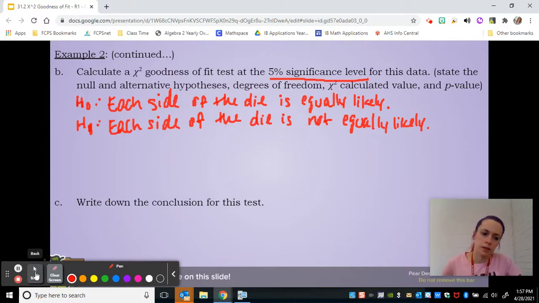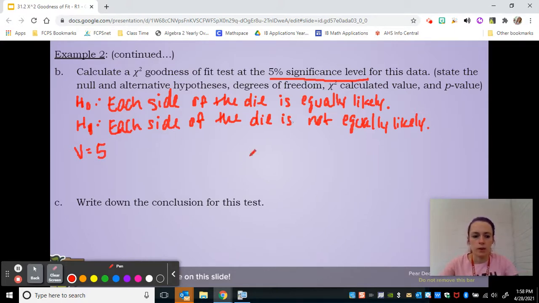My degrees of freedom, and I can go back if I need to, or you can. I know I have 6 sides of the die, so my degrees of freedom would be 6 minus 1, which would be 5. So V or DF, you can write out 6 minus 1, or since it's just simple subtraction, you can also just write out the 5.